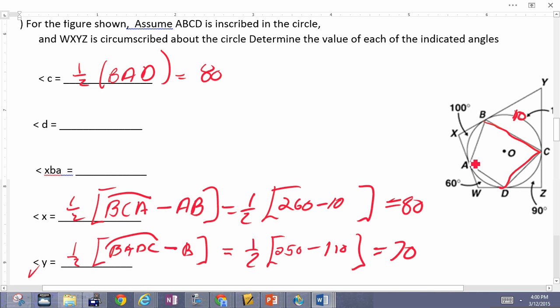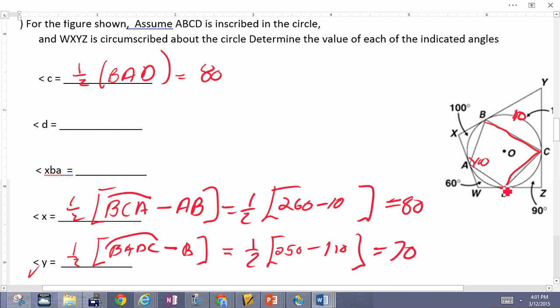Angle A is the opposite angle of the inscribed quadrilateral. A is opposite of C. And the opposite angles of an inscribed quadrilateral are, what we know to be, supplementary, right? So angle A is 100. Even though I didn't ask for that, we can find it right there, okay?